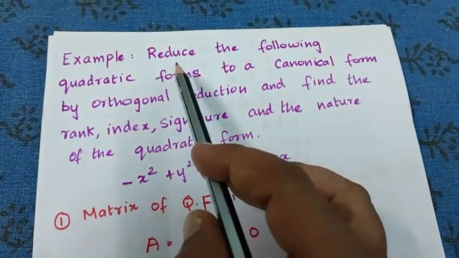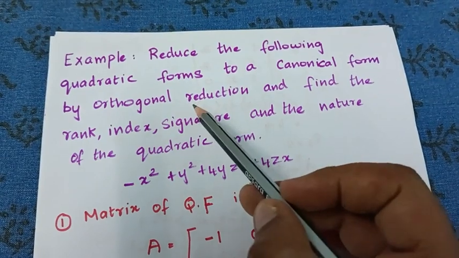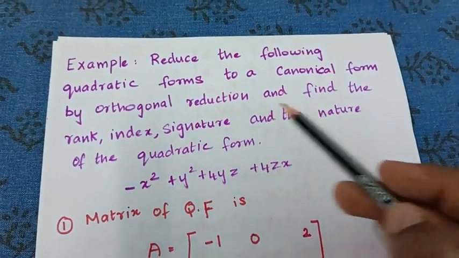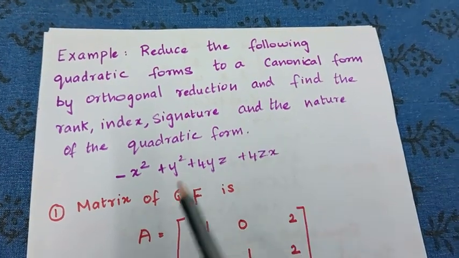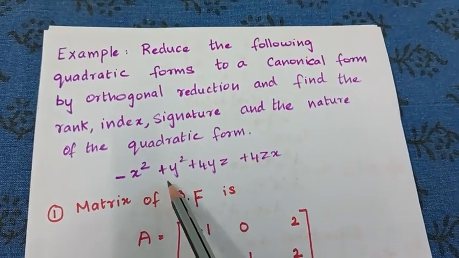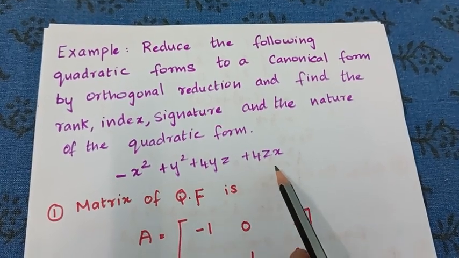So the question is: reduce the following quadratic form to a canonical form by orthogonal reduction and find the rank, index, signature and nature of the quadratic form. The quadratic form is minus x square plus y square plus 4yz plus 4zx.